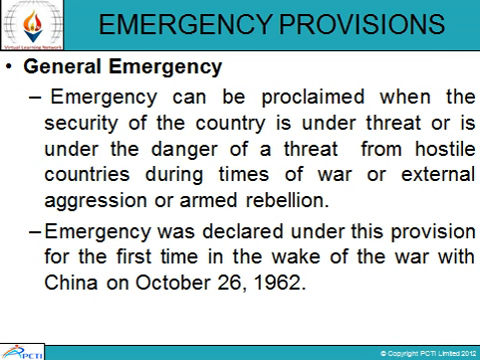Next, coming towards the emergency provisions. First is general emergency. Emergency can be proclaimed when the security of the country is under threat or is in danger of threat from hostile countries during time of war or external aggression or armed rebellion. Emergency was declared under this procedure for the first time in the wake of the war with China on October 26, 1962.